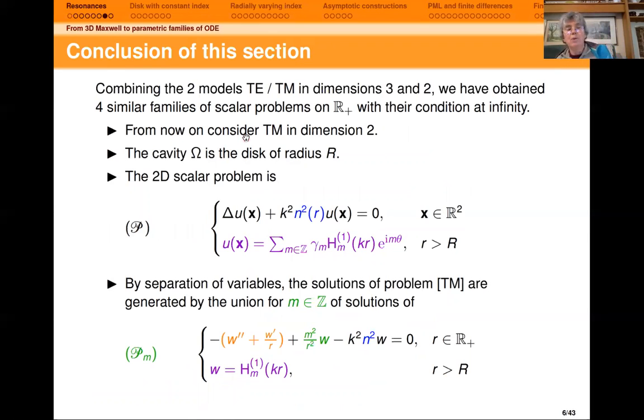For simplicity, we will consider dimension 2 with the transverse magnetic polarization because it is the simplest way. So you have this Helmholtz equation. You are looking for U and K complex in the lower half plane, with such a behavior at infinity. By separation of variables, you have this family. The important parameter is the polar mode index, which is M. In Z or in N, it is the same because it is M squared. So it is a problem that we will talk about now.